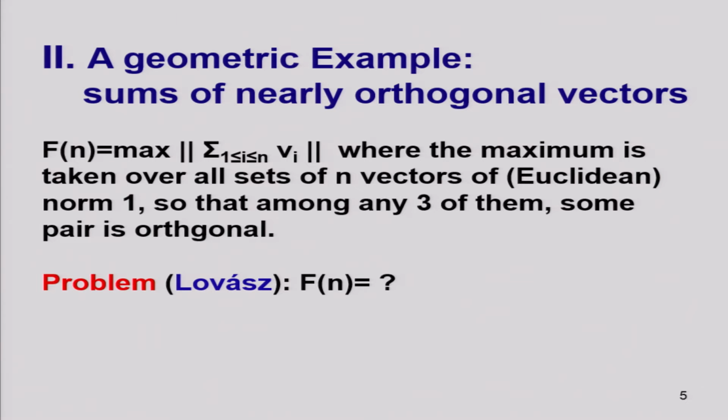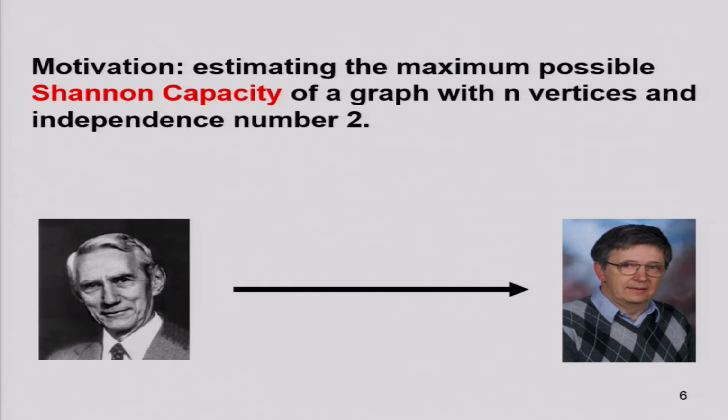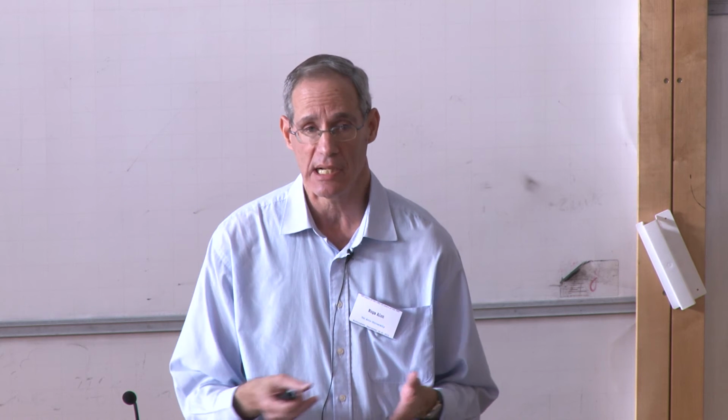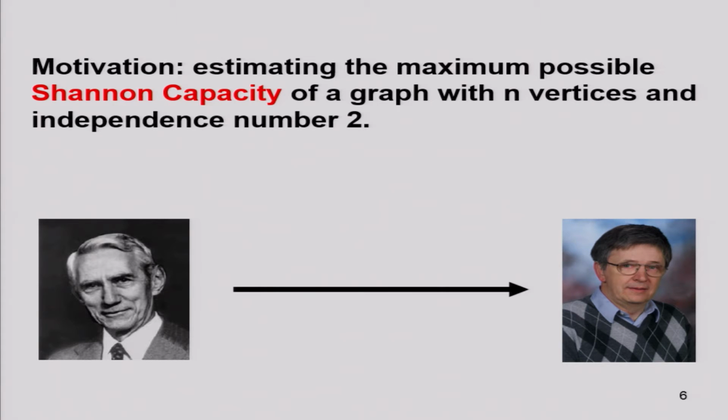Okay. Now, why would we want to do this? The motivation comes from trying to estimate the maximum possible Shannon capacity of a graph, and I'll tell you something about this. It's a fascinating subject by itself. Maximized over all graphs with n vertices and independence number 2. This is a question that comes from information theory, and you see here a picture of a channel, and Claude Shannon, the founder of information theory, trying to send in the channel some message to Lovász, whom you see on the right side.